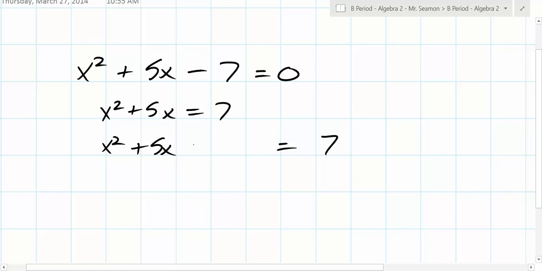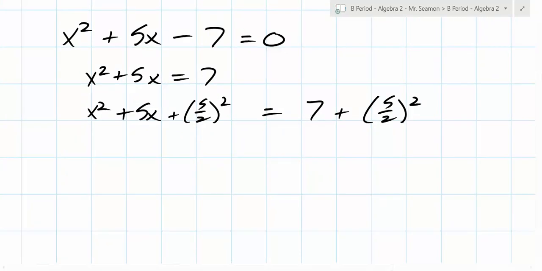It was b over 2. What was the b value here? What's the b value right there? 5. Yeah, the 5. So we're going to add 5 over 2 squared to both sides. Now, did I just add the same thing to both sides? So is it still true? Yeah. What's the reason we did?